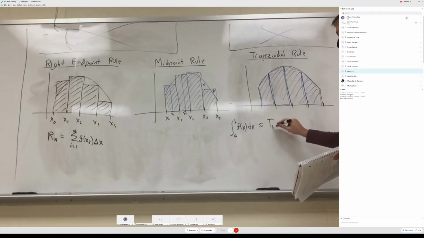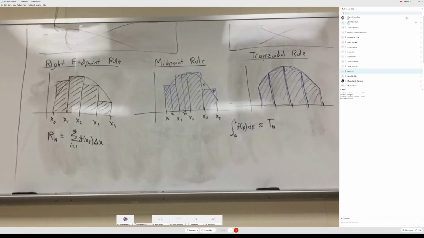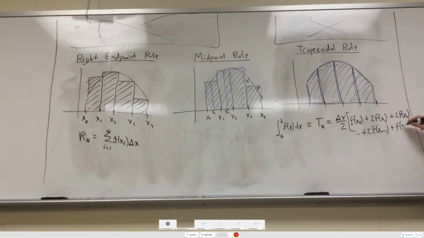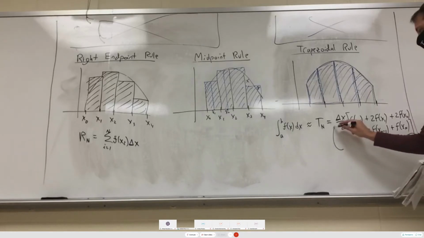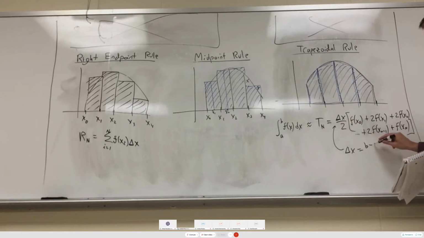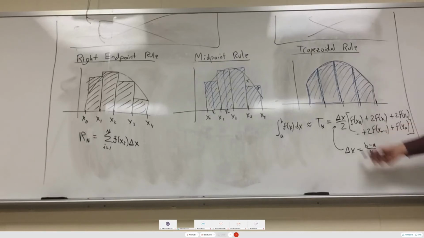to say it's approximately equal to, now we'll call it T sub n. That's the trapezoidal rule with n subdivisions, which is equal to delta x over 2 times f of x0 plus 2f of x1 plus 2f of x2 plus ... plus 2f of x(n-1) plus f of xn. So it's this nasty summation. I'll just note that delta x, as always, is (b minus a) over n, and then that whole thing over 2.